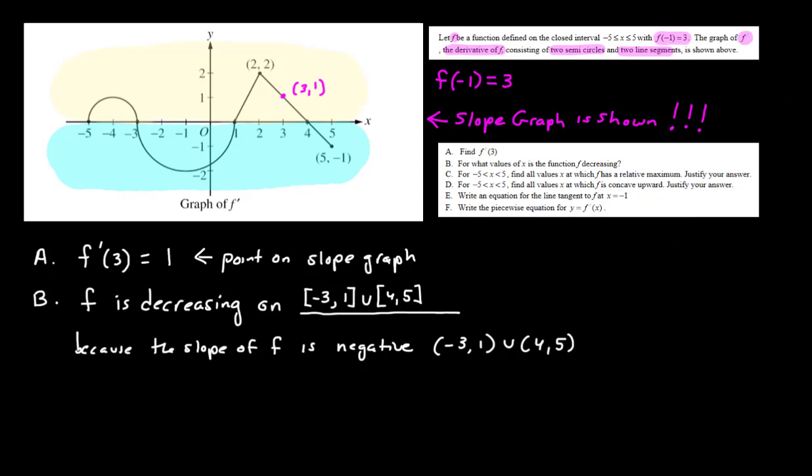I hope you see that that is the heart of this. Below the x-axis means negative, and so I am finding the x values where the slope is negative.